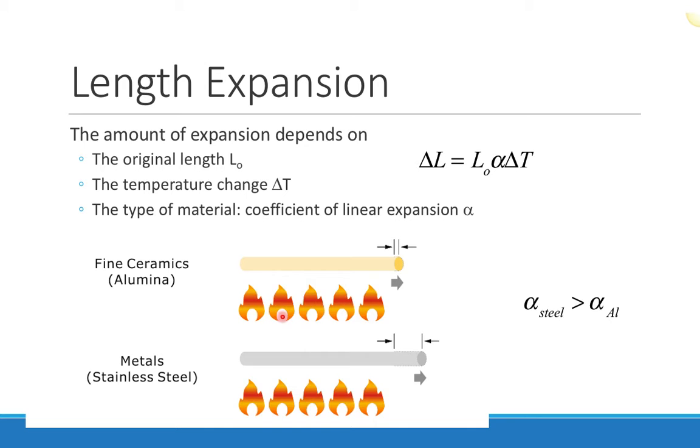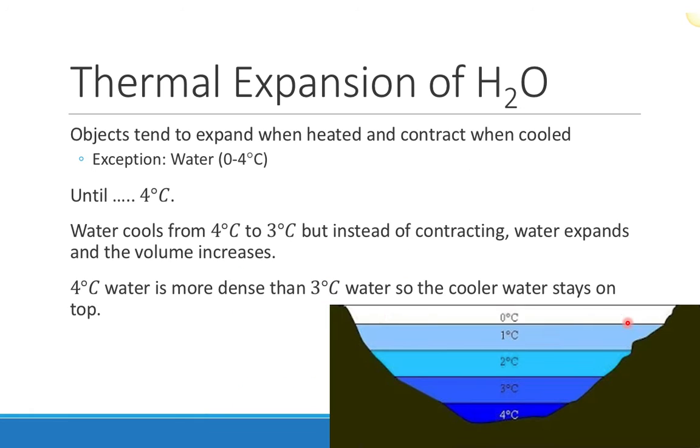steel down at the bottom, and I've got these flames, so they're both being heated the same, but the fine ceramic here is only expanding a little bit, so the delta L for the ceramic is pretty small, but the delta L down here for the metal is much larger. So that means that they started off at exactly the same length, but the steel expanded more, changed the length more, so the coefficient of expansion for the steel is greater than the coefficient of expansion for the alumina.